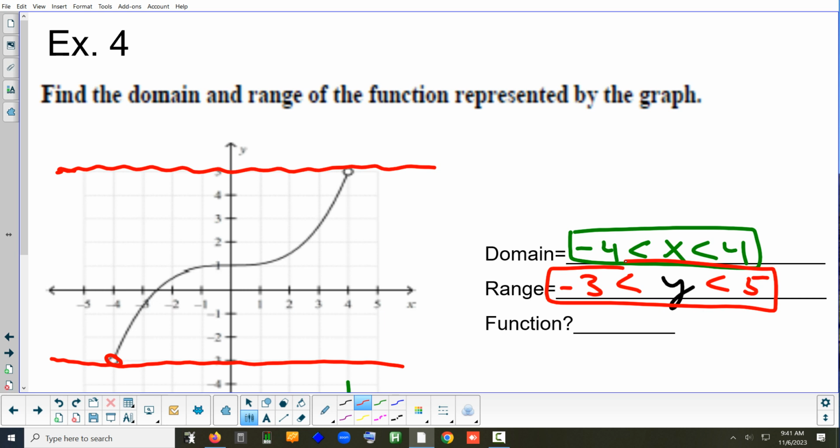So how about this part's a little easier. Is that a function? What do you think? Yes. Yes, it is, because if you drag a vertical line through it, it never hits more than once. So yes, that is a function.